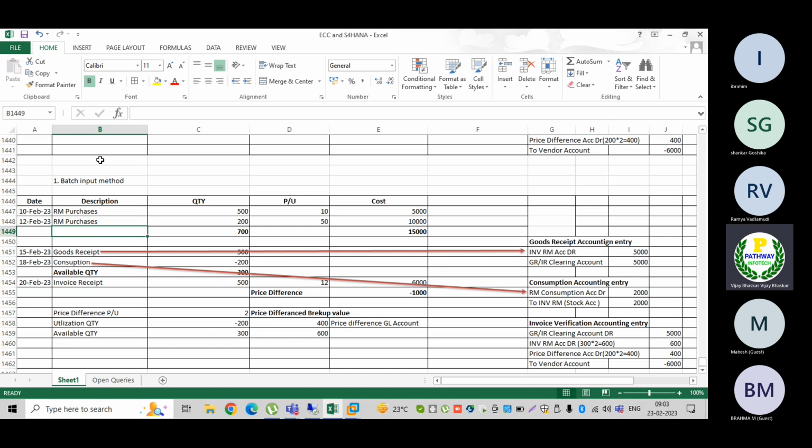What I am doing here is the goods receipt. We have not yet received goods. Sorry, we have received goods, on 15th of February. The total available quantity now is 700.